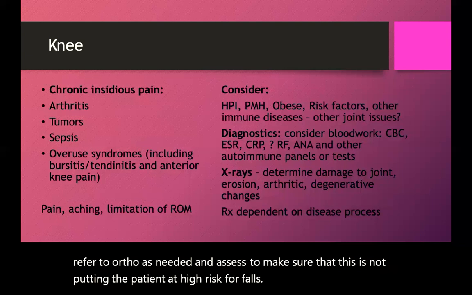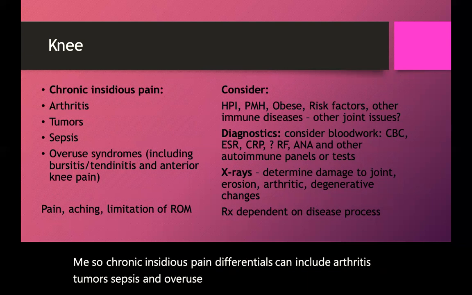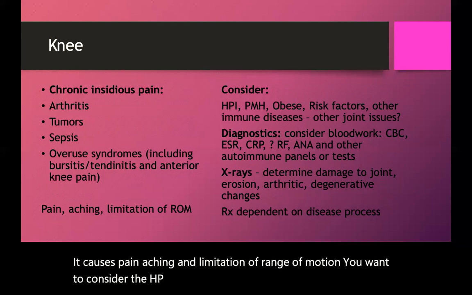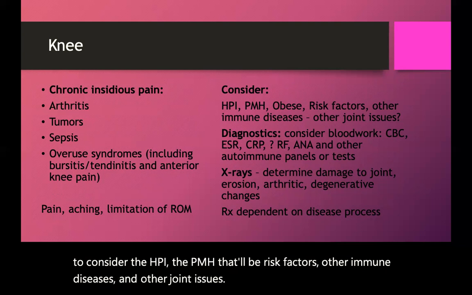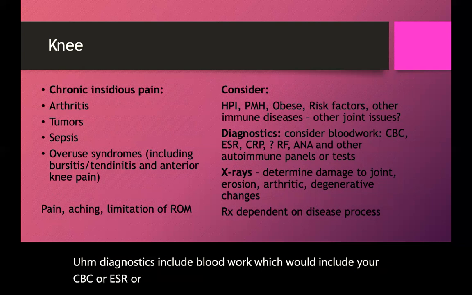Knee. So chronic insidious pain differentials can include arthritis, tumors, sepsis, and overuse syndromes such as bursitis and tendonitis. It causes pain, aching, and limitation of range of motion. You want to consider the HPI, the PMH, the obese, risk factors, other immune diseases, and other joint issues. Diagnostics include blood work, which would include your CBC, your ESR, your CRP, your rheumatoid factor, ANA, and other autoimmune panels or tests.